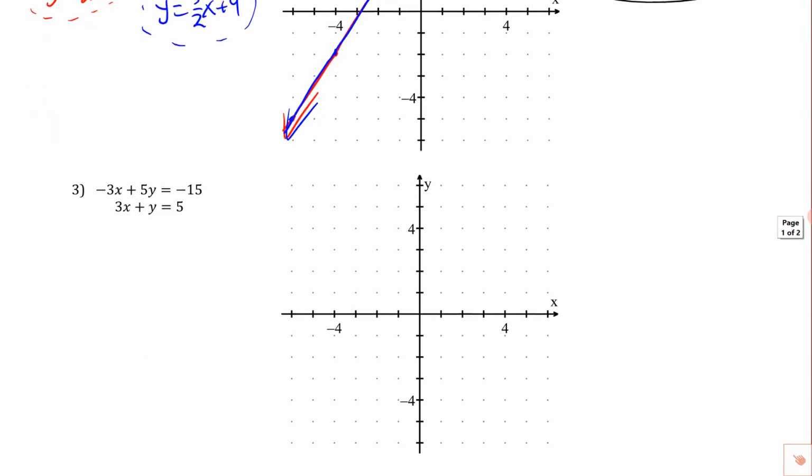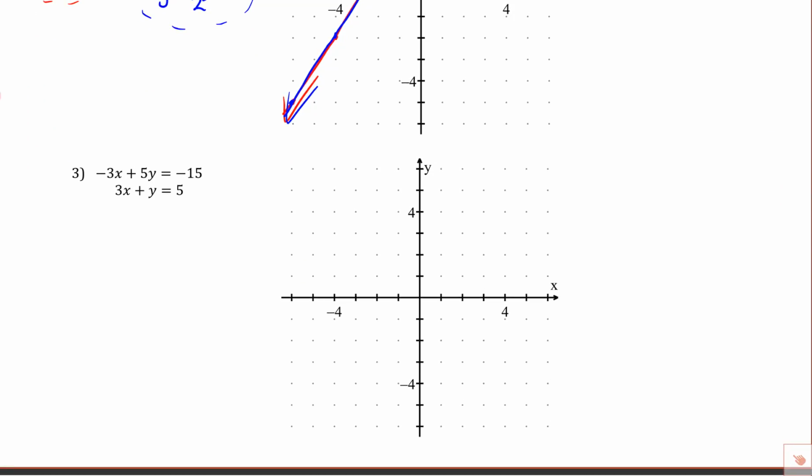And this is the last one where we can't use a calculator, so let's make sure that we get this right. First thing I'd want to do on this one is I'd want to move that 3x to the other side. So I'm going to add 3x here and 3x here. So this is going to be 5y equals 3x minus 15. We're going to divide everything by positive 5. So we're going to have y equals 3/5 x minus 3.